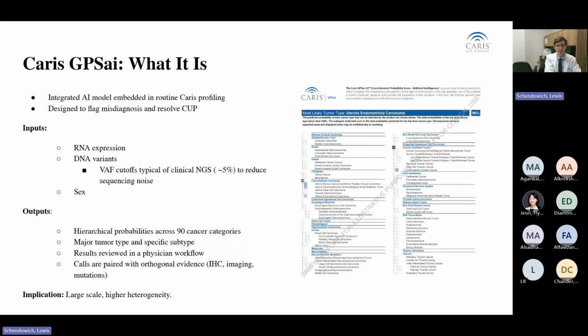So now let's take a look at the next model, which is the CARIS AI model. And we're going to talk a little bit about how it's different and how it accomplishes a little bit of a different goal. So first off, it is an integrated AI model embedded within routine CARIS profiling. It's designed to flag misdiagnosis and also resolve cancer of unknown primary. This is different from Tempus.